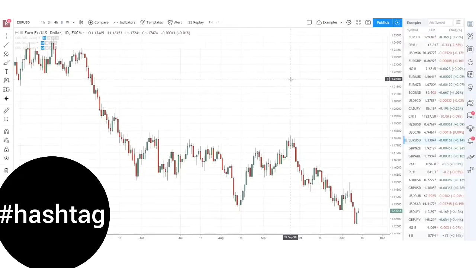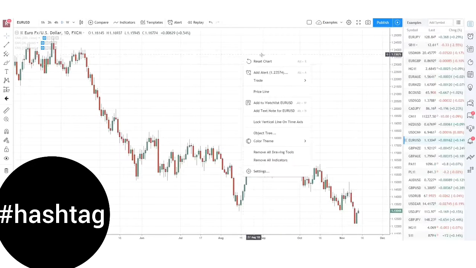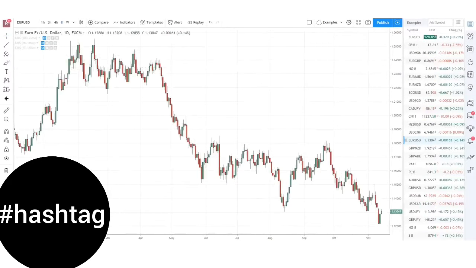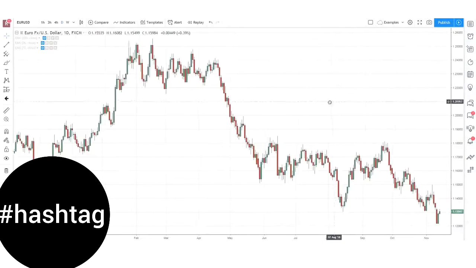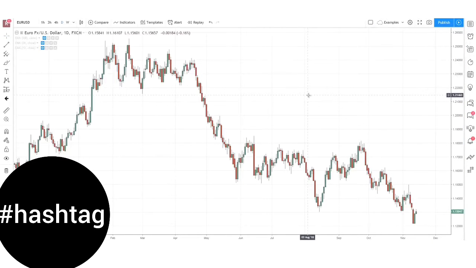So over here, this is a typical TradingView chart. Let's get started. Just click reset chart. Everything is back to its default view. So how do you zoom out your charts? I like to typically zoom out 5 to 10 times.